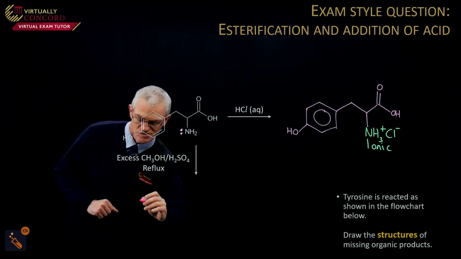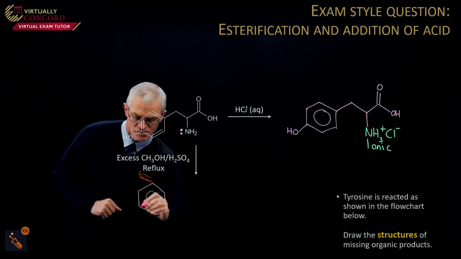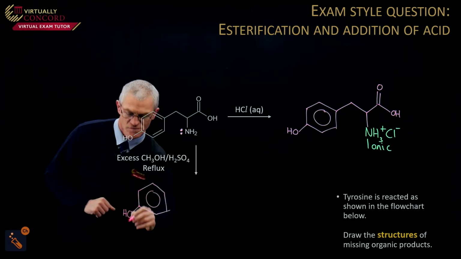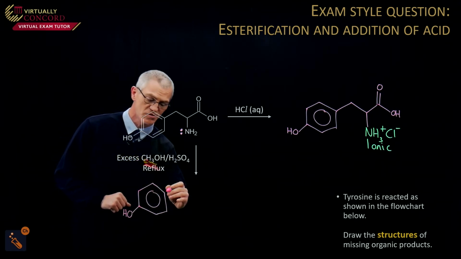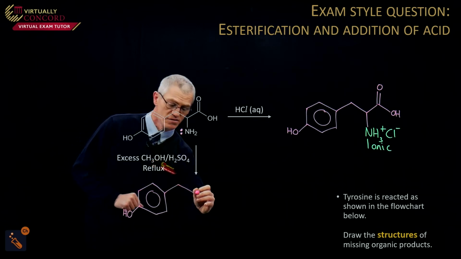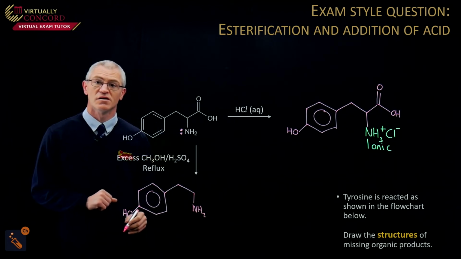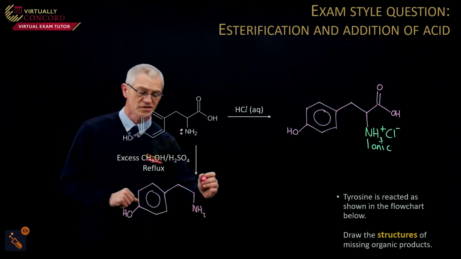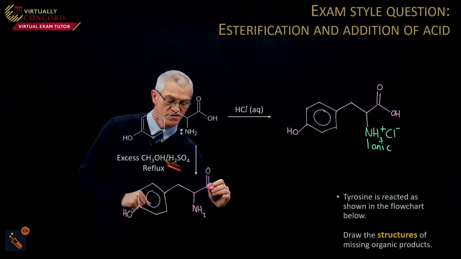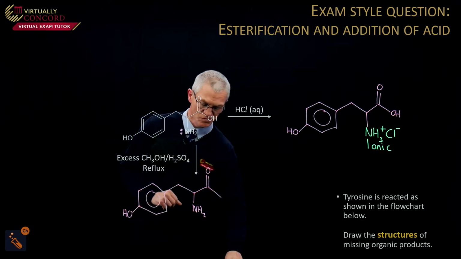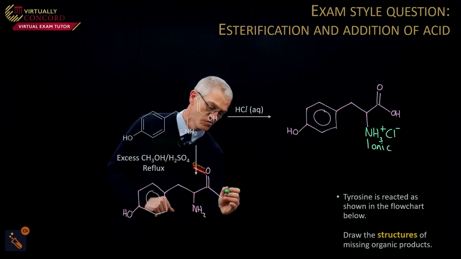So all we do is, as we did before, draw our phenol. There we go. And then basically we go along the chain, and there is our NH2. We'll come back to that in a second. Okay, and then we have here our carboxylic acid, but our carboxylic acid is going to react with our alcohol.